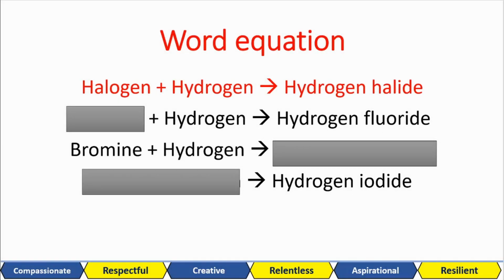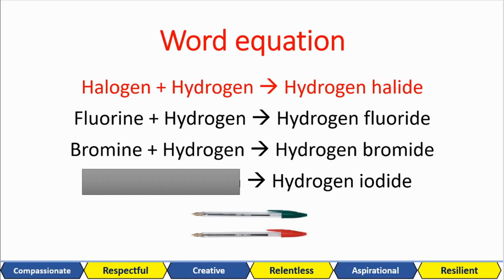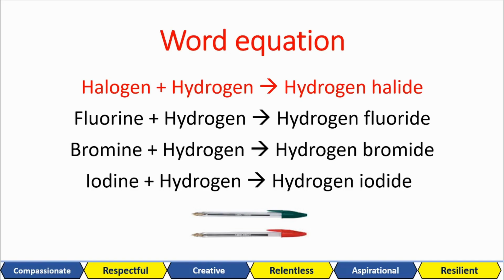For the first one, we formed hydrogen fluoride, so we must have used fluorine. Okay, notice the change in the name. So using that pattern, bromine and hydrogen must produce hydrogen bromide. And for the last one, we made hydrogen iodide, so we must have reacted iodine and hydrogen.